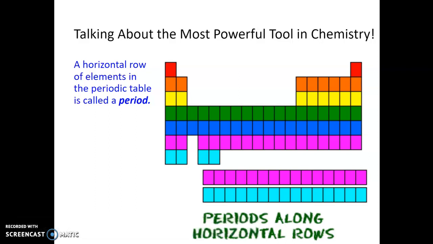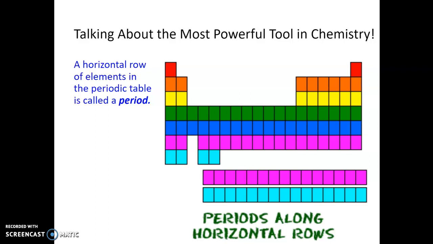Okay, so now that we know a little bit about the history and the origin of the periodic table, we're just going to take some time to work on the vocabulary and the words that we use to talk about it. So, the rows in the periodic table are called periods.